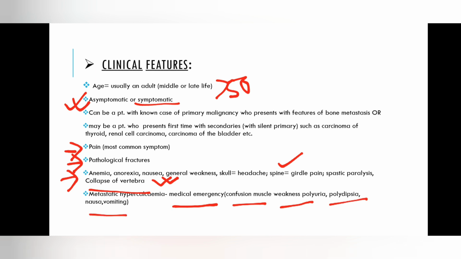and nausea and vomiting. Sometimes there may be a patient who presents for the first time with secondaries, that is with silent primary, like those who are suffering from carcinoma of the thyroid or renal cell carcinoma or carcinoma of the bladder. Or the patient may be a known case of primary malignancy who presents with the features of bone metastasis.